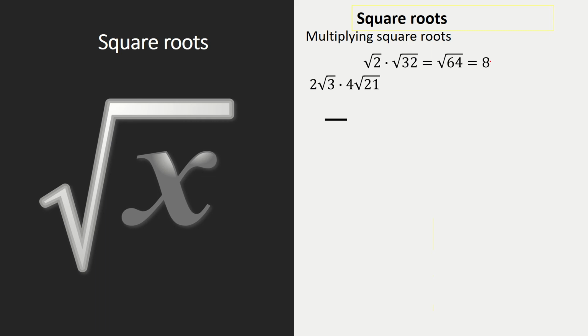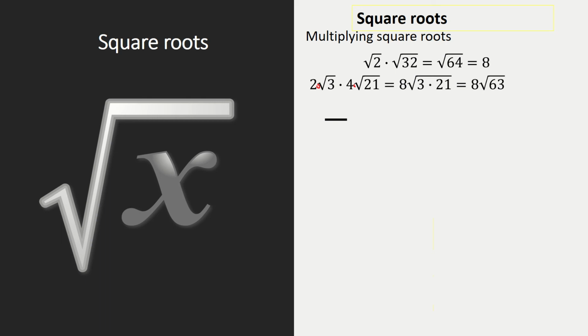The same works for 2 times the square root of 3 times 4 times the square root of 21. Please remember that between a number and a square root, there is an invisible multiplication sign. That means that we're going to multiply the numbers, so 2 times 4, which is 8, and the square roots, so the square root of 3 times the square root of 21, which is 8 times the square root of 63.